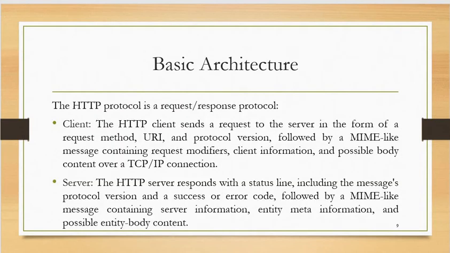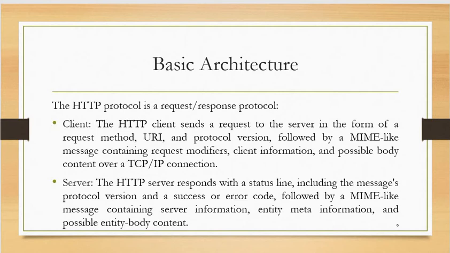So in this architecture, basically a request-response protocol is followed by client and server, where the client sends a request to the server in the form of a request message, and the request message contains the URI and protocol version followed by a MIME-like message containing request modifiers, client information and possible body content over the TCP/IP connection. MIME basically refers to the type and nature of the document that will be understood by both client and server. Server.